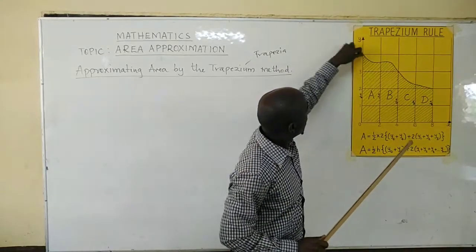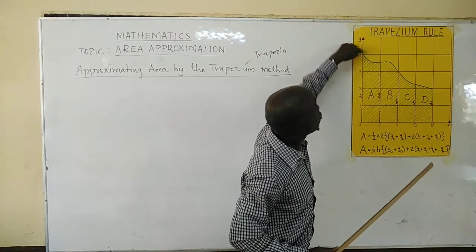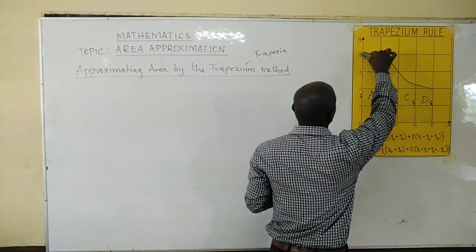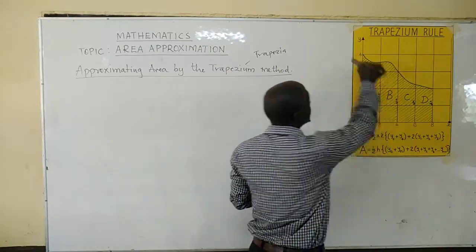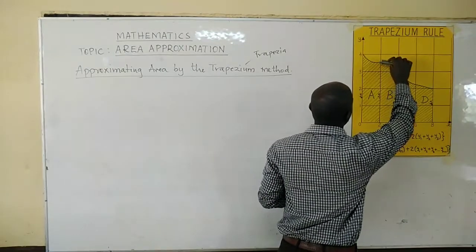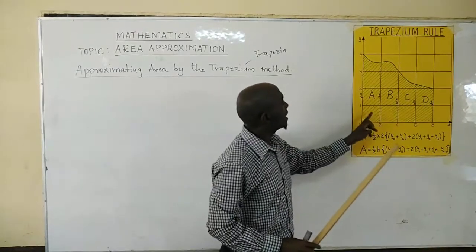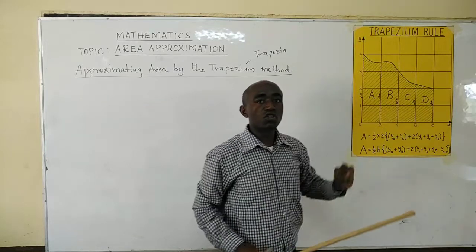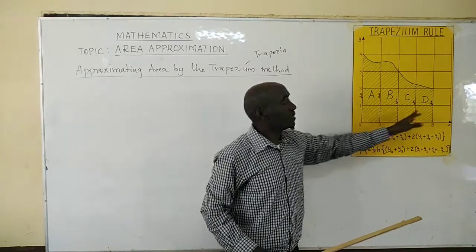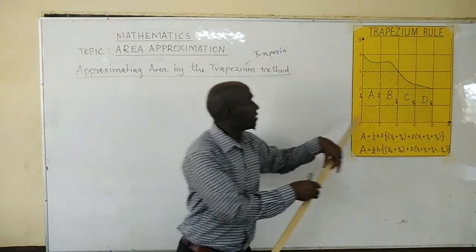So this is not exactly a trapezium because this is a curve, but we just assume it is a straight line, because if I draw a straight line here from this point to this point, it actually forms a trapezium. The same for B. If I draw a straight line from here to here, it forms a trapezium. So what we are going to do here, we are finding area of each trapezium because we know the formula for finding area of a trapezium. So we find area of each trapezium, then we add the four areas.